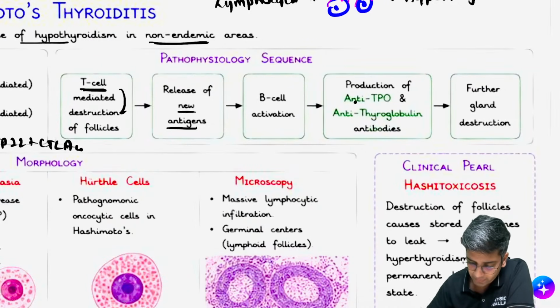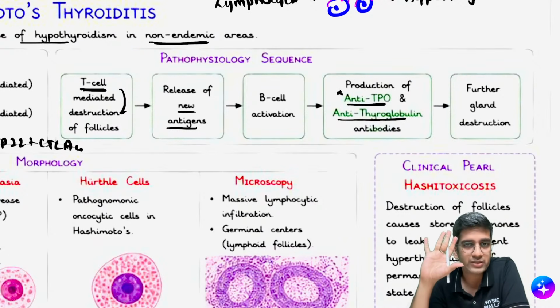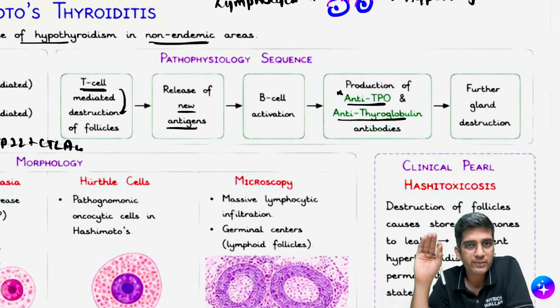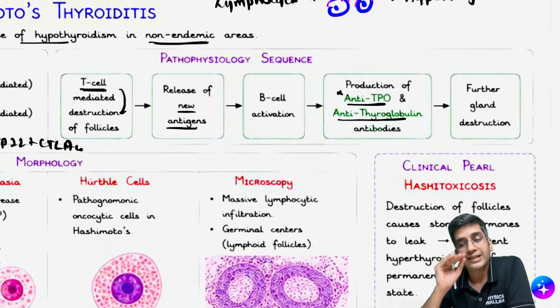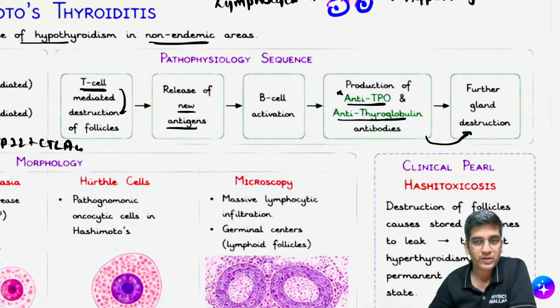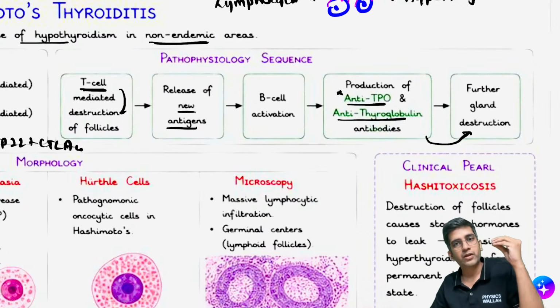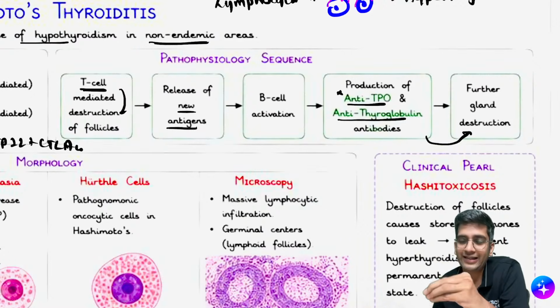Okay. This produces anti-TPO antibodies and anti-thyroglobulin antibodies. The most important thing is anti-TPO antibodies. You'll have anti-TPO antibodies and anti-thyroglobulin antibodies that will further cause gland destruction. It will start as type 4 and end as type 2, destroying the entire gland. That's the pathogenesis of Hashimoto's thyroiditis, right?